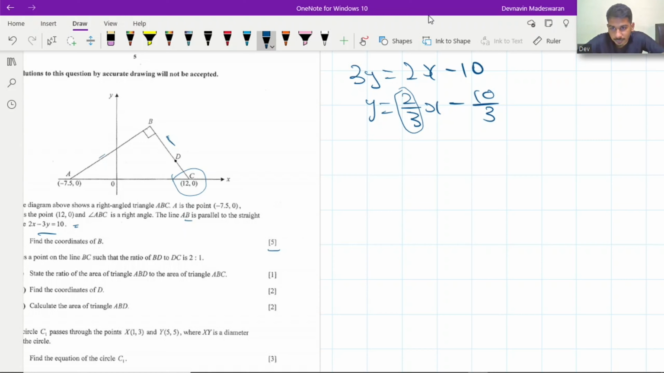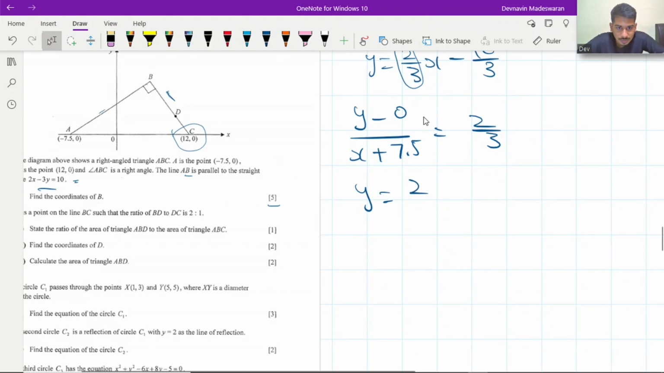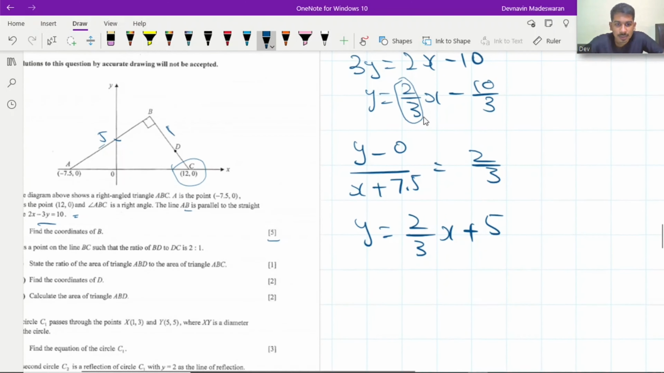Great. So 2/3 is the gradient. Let's find the equation of AB first. So y minus 0 over x minus negative 7.5 is equal to 2 over 3. That's the equation of the gradient, right? So now we're going to just rearrange this. y is equal to 2 over 3x plus 2/3 times 7.5. 2 over 3 times 7.5 is 5. That's nice. Okay, so this is good. So we have one equation. Let's try the other equation.